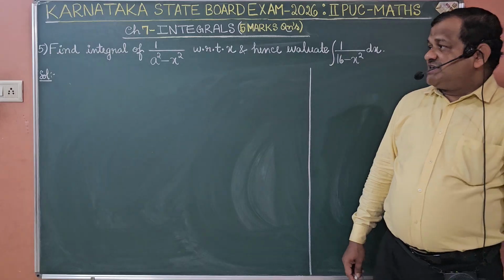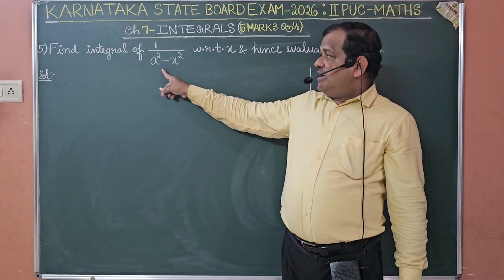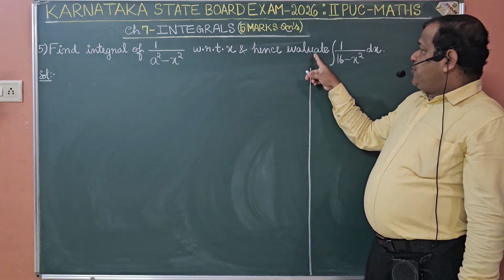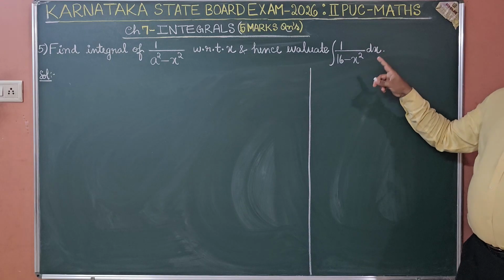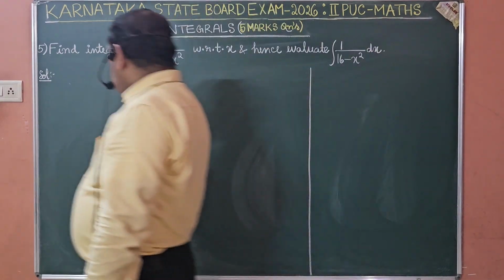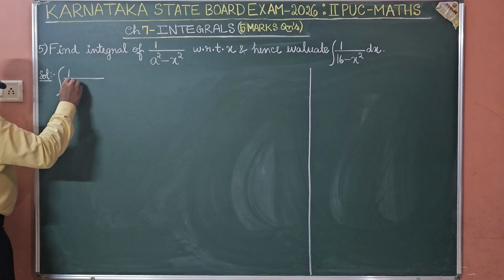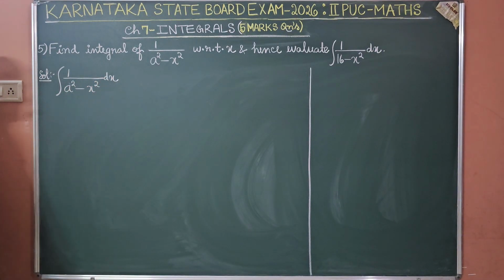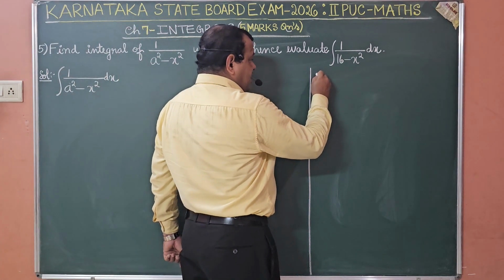Here is the next possible 5 marks question. Find the integral of 1 by a square minus x square with respect to x, and hence evaluate the integral of 1 by 16 minus x square dx. Again I will tell you to integrate this, do not do any substitution. Instead, apply the method of partial fractions.